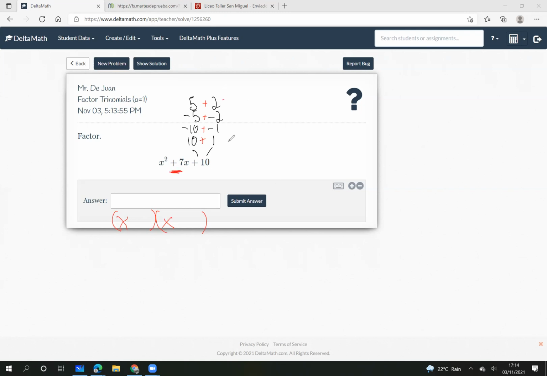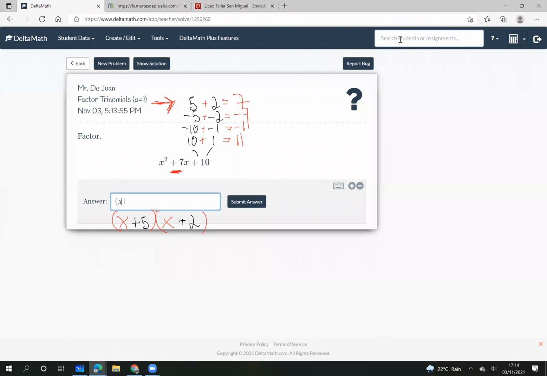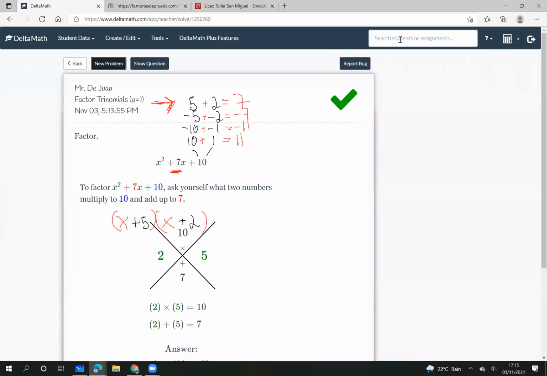So what is 10 plus 1? 11. Negative 10 plus negative 1? Negative 11. Negative 5 plus negative 2? Negative 7. 5 plus 2 is, whoa, positive 7. So what are the two numbers that are going to have to go in there? Plus 5, plus 2. Okay. x plus 5, x plus 2. Close brackets. There we go.